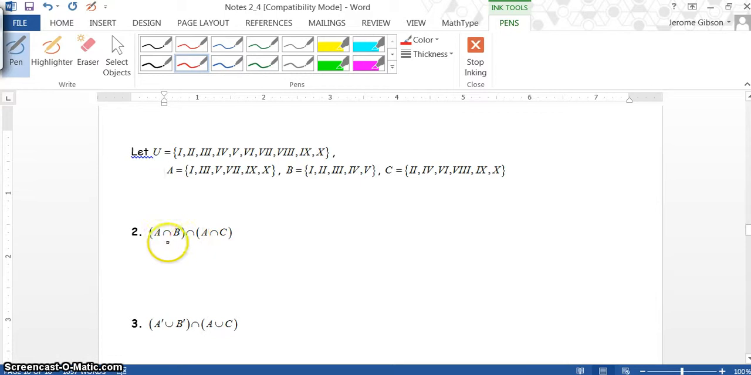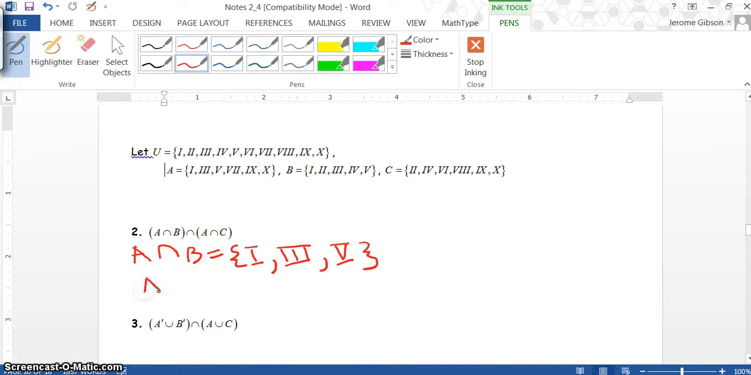Okay, class, we'll start on example 2 using the same set of directions as example 1. Now we have A intersect B intersect A intersect C. Okay, so now we look at A and B here. Now we want the intersection of A intersect B. Now the intersection of A and B is 1, 3, and 5. 1, 3, and 5 are the intersections of A and B.